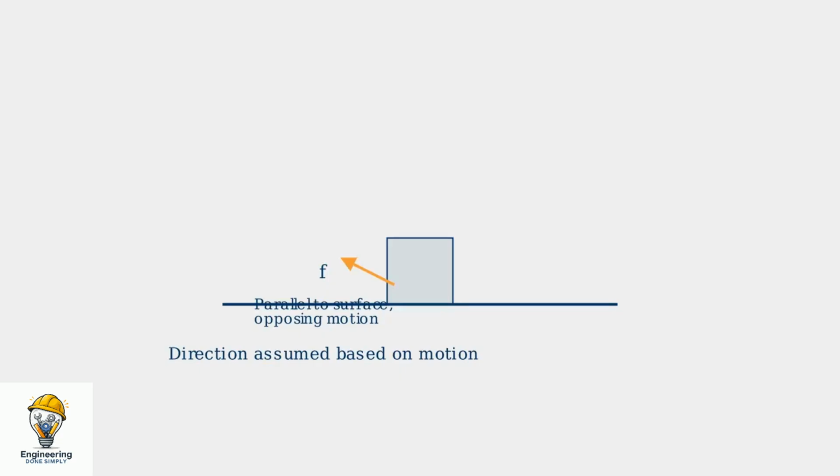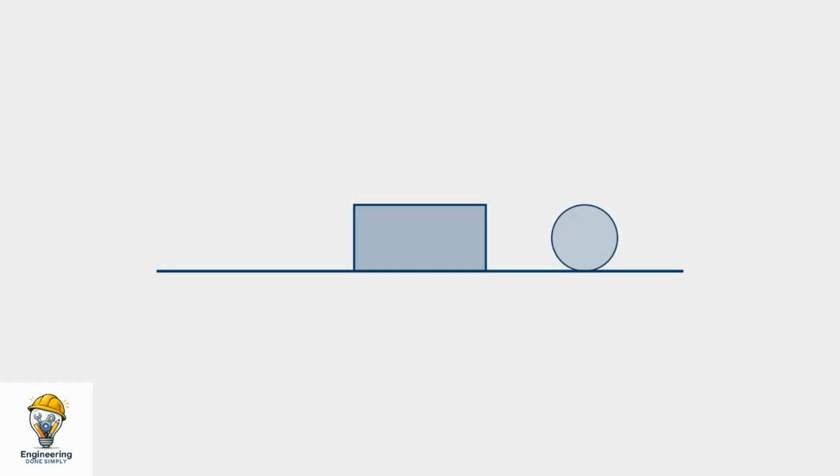Drawing free body diagrams requires following a systematic process to ensure accuracy and clarity. Let's go through each step. Step 1. Identify the object of interest, also called the free body. This is the object you're analyzing, isolated from everything else. Step 2. Isolate the object from all surroundings. Imagine cutting away the surface and any connected objects, leaving only the free body.